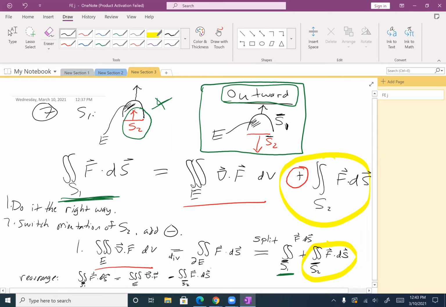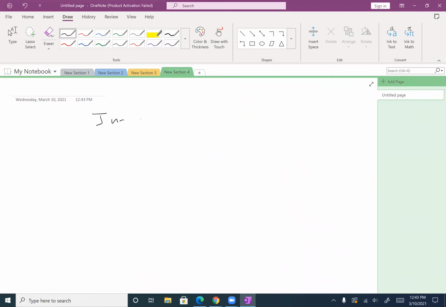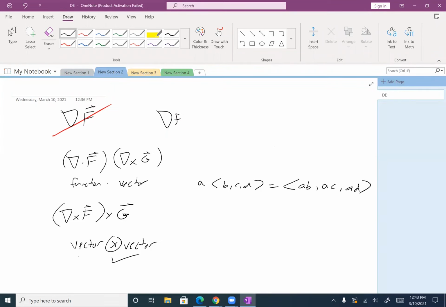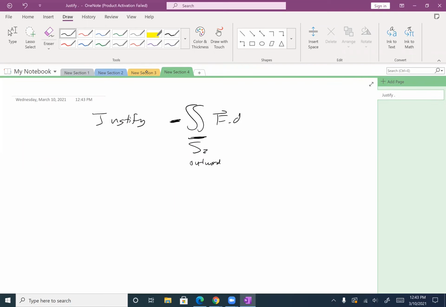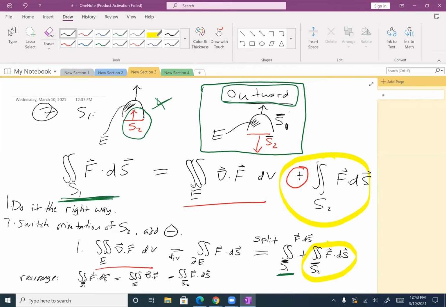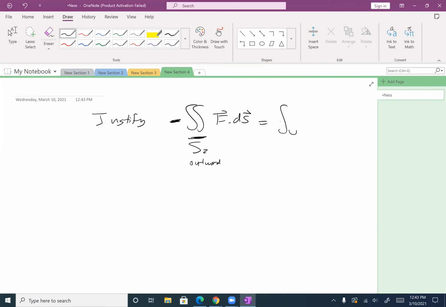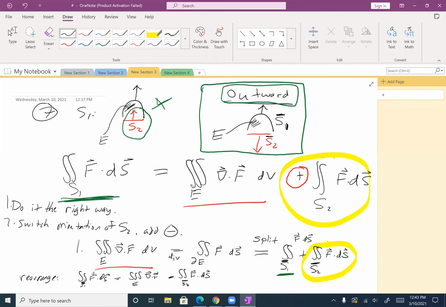Okay, so we have to justify minus the integral of S2 bar. Remember, the bar just indicates that it's the correct outward orientation of f dot ds. We have to say why this is equal to the plus sign. And remember, this is now using the inward. This is the bad one that we were given.